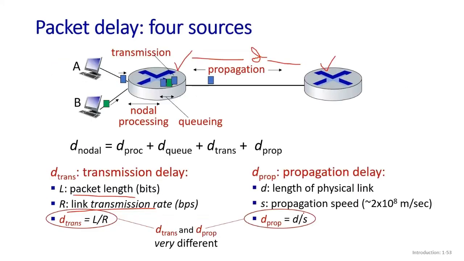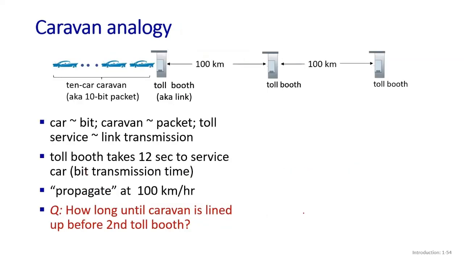Okay, so let us understand the difference between transmission delay and propagation delay with the help of this caravan analogy. Let's suppose we have a caravan of 10 cars moving on a highway which has toll booths, each separated by a distance of 100 kilometers. So we have a toll booth after every 100 kilometers.